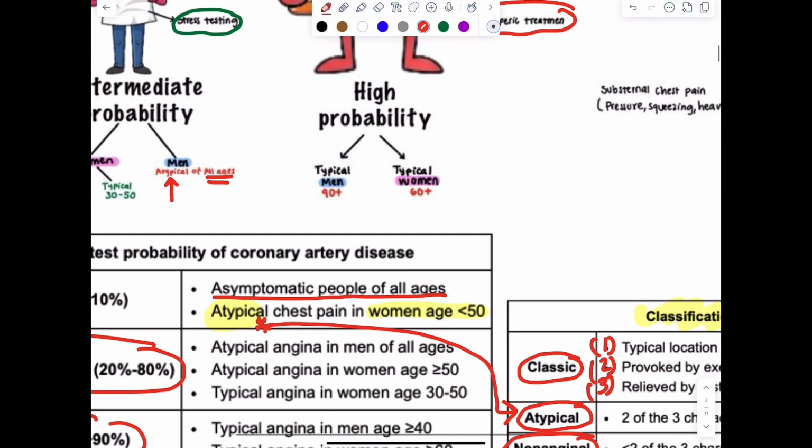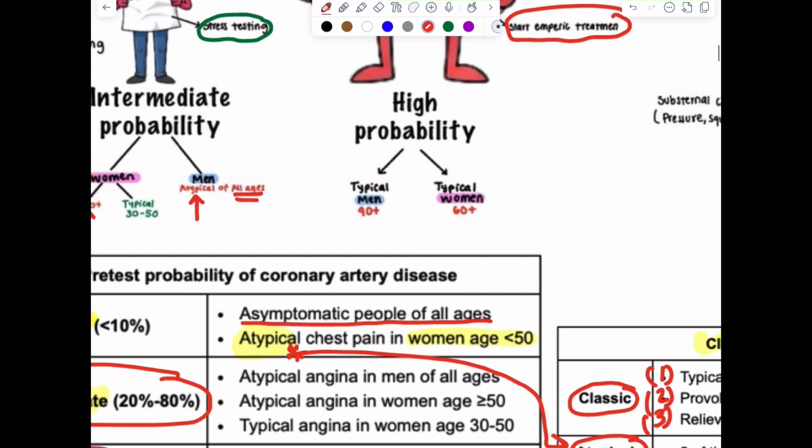And who are the people that have a high probability? It's going to be just older people, women who are 60 plus with typical angina pain, or men who are 40 plus with typical angina pain. So for me, the way I remember it is that the high probability group is going to be the typicals. Typical men, typical women, and it's going to be 40 plus for men, 60 plus for women.